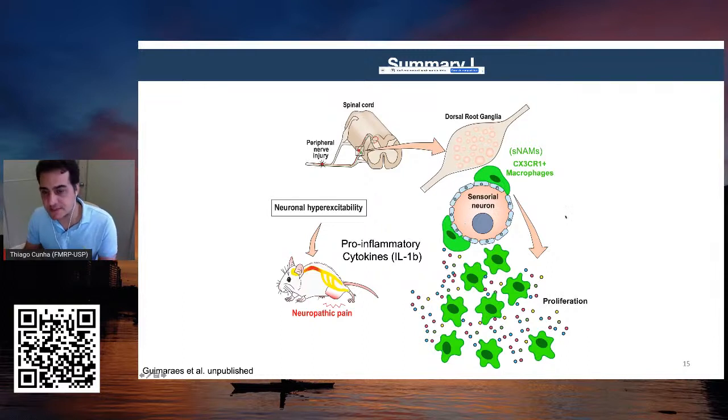And then, what's the next step? What our lab is trying to understand is how this very distal injury in the sciatic nerve can cause this neuroinflammatory process. How can this distant injury lead to proliferation and activation of macrophages in sensory ganglia?